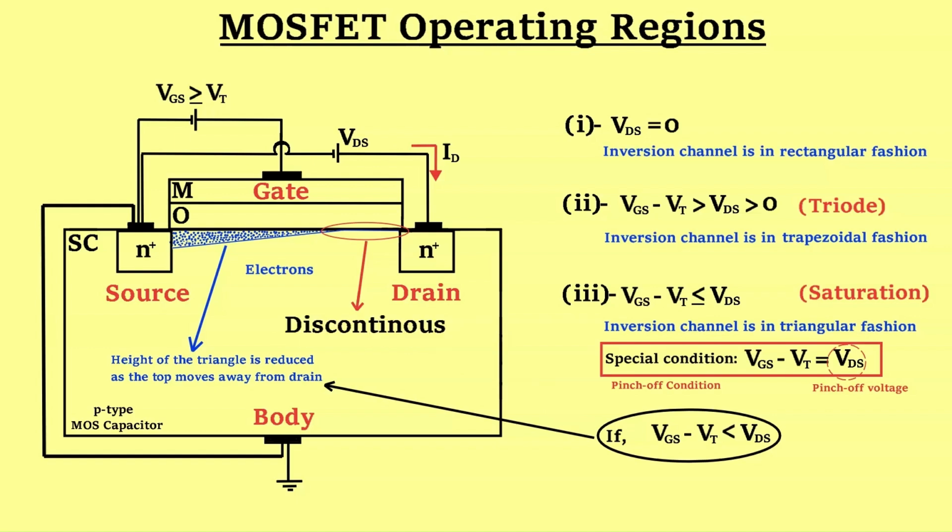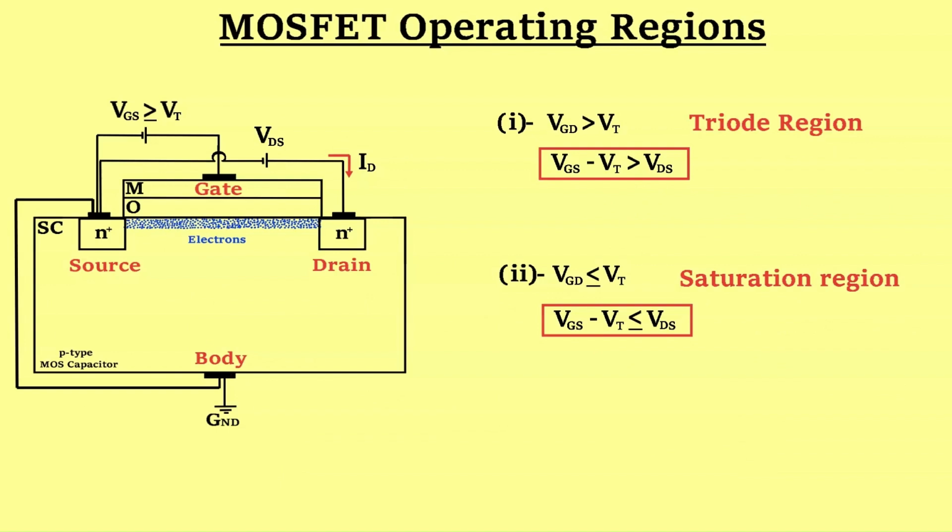The inversion layer channel is said to be discontinuous in the saturation region, but this is not a point that one should take literally, as obviously there is a very thin channel present between the tip of the triangle and the drain. But it looks as if the channel is no longer in contact with the drain. So we have two regions, triode and saturation region.